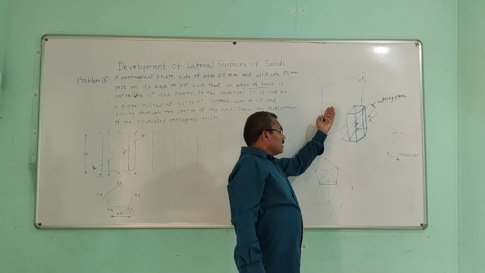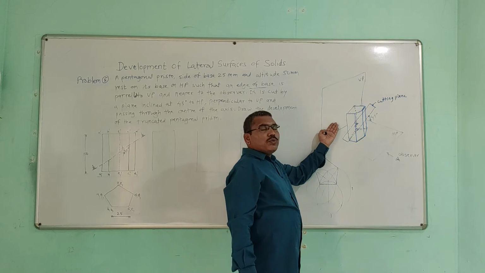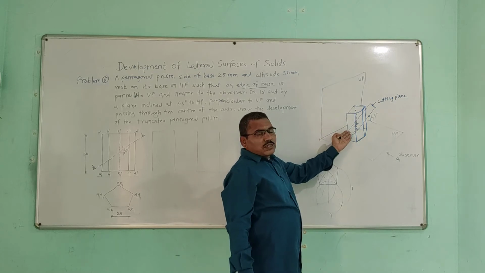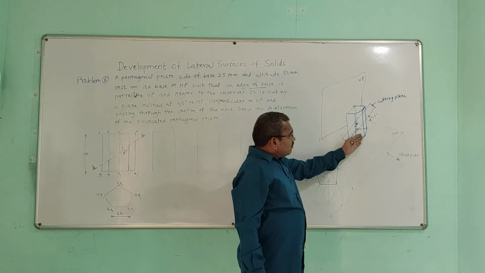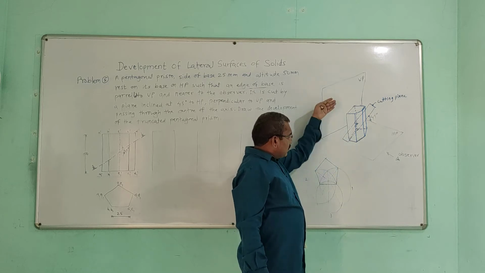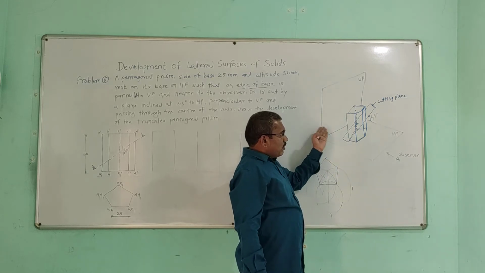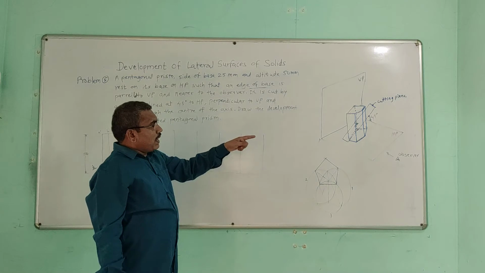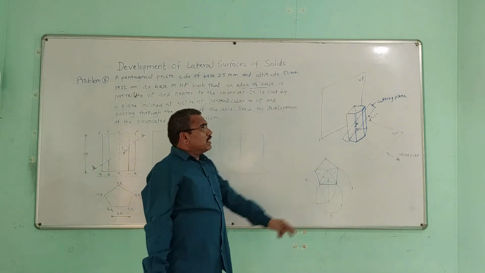But another condition is that this base edge you can keep to the other side also. In that case, the statement of the problem would be that the base edge which is parallel to the VP is away from the observer. Now in this case, the base edge which is parallel to the VP is nearer to the observer.